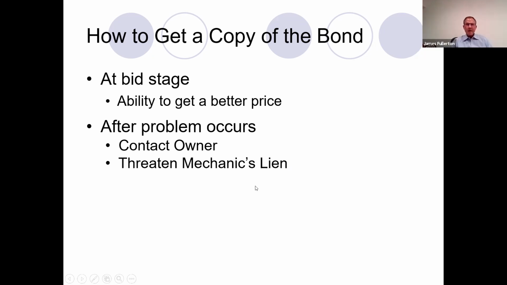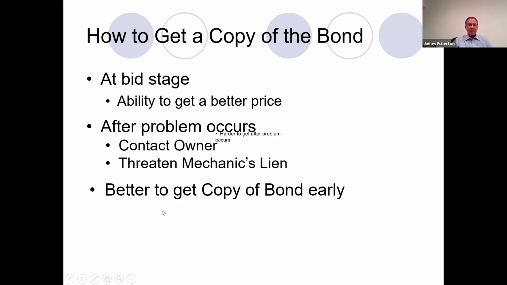Contact the owner. They're supposed to give you a copy of the bond. If it's a private project, you can threaten filing a mechanics lien, and that will typically motivate an owner to give you a copy of the payment bond. All right.